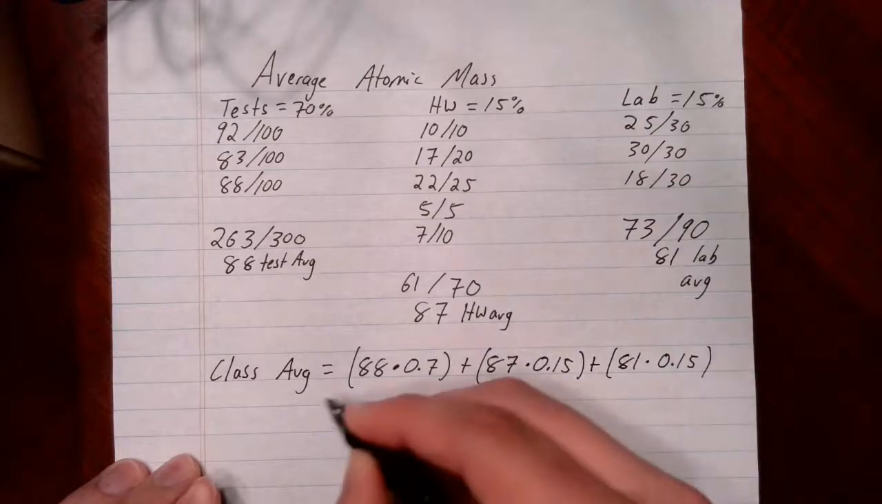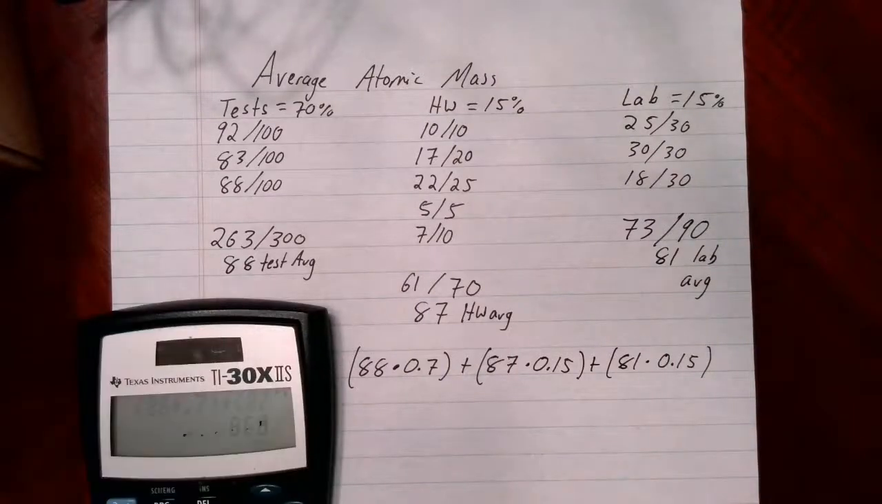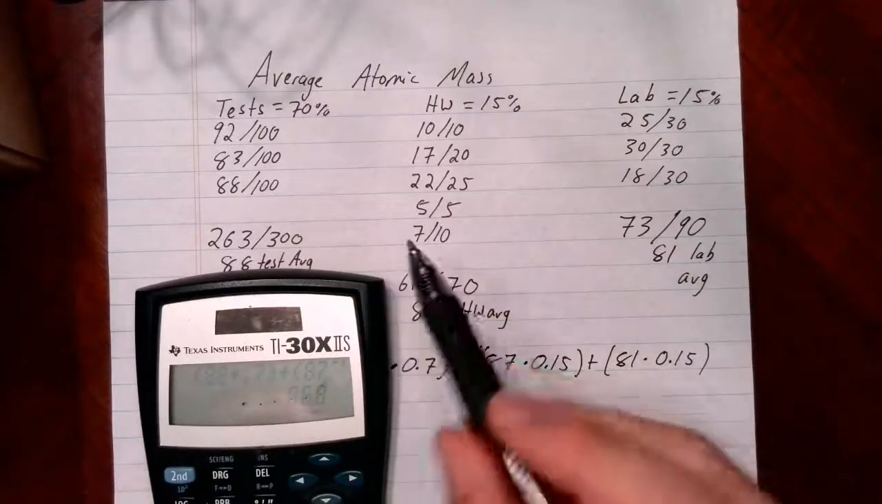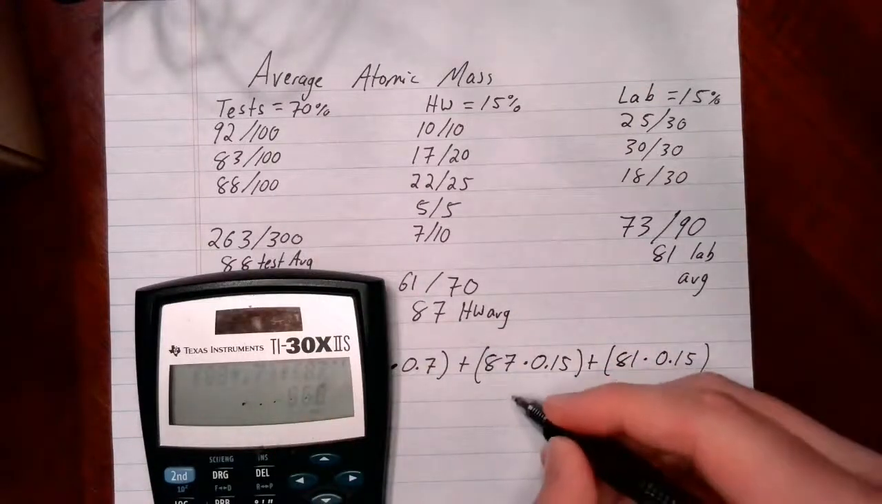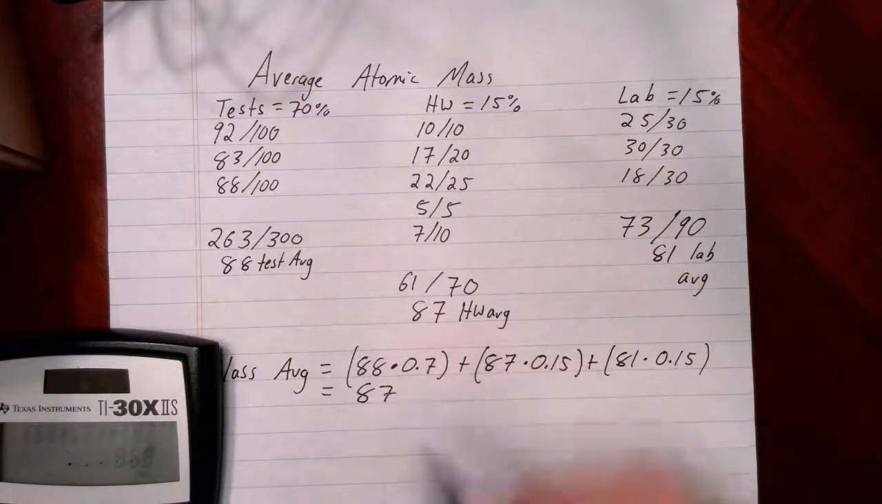Okay. So if you set that up, go ahead and type that in your calculator. Okay, so when you type that in, you should get 86.8, and if we round off to our original, we'll just keep it to the nearest whole number. You have a final class average of 87.